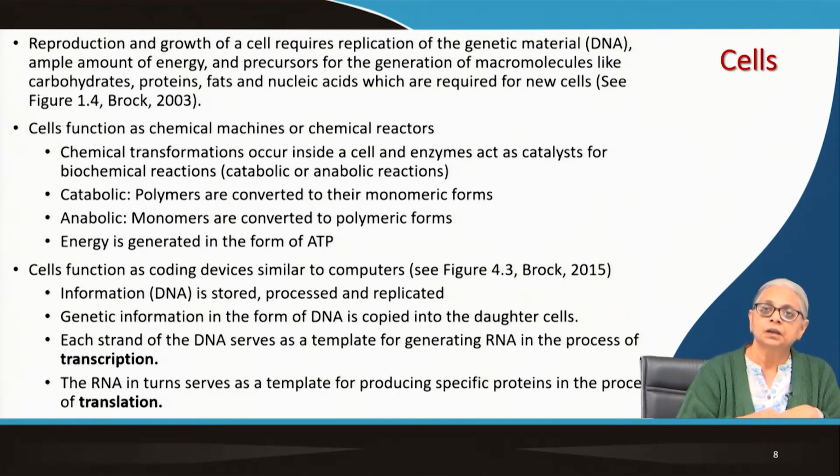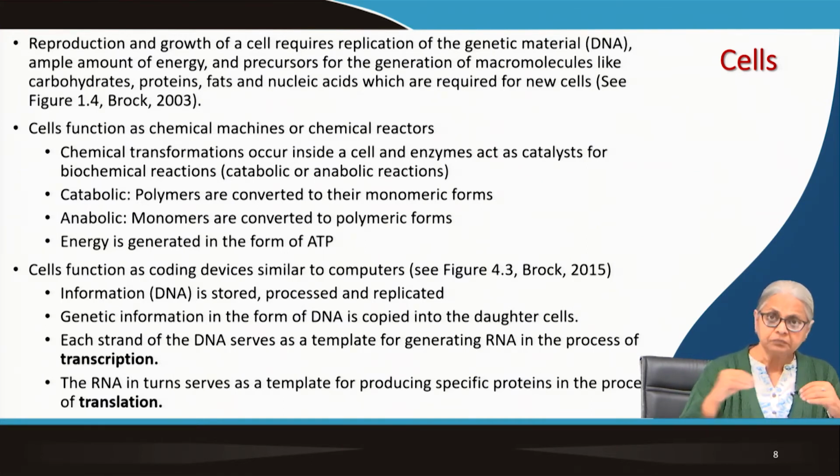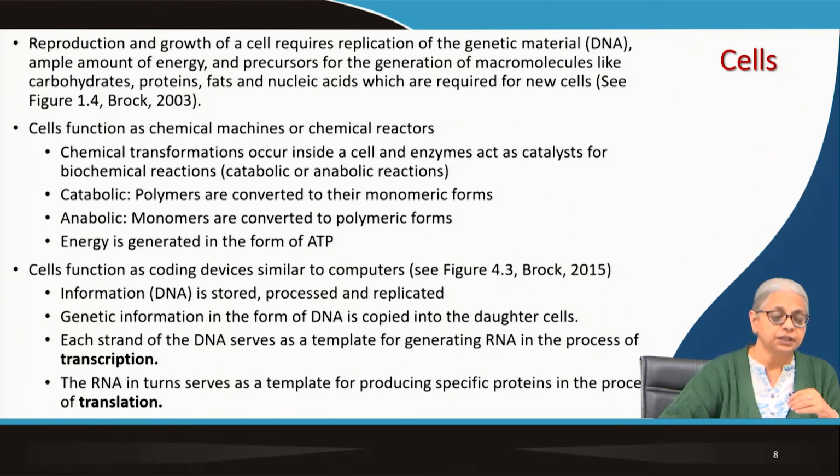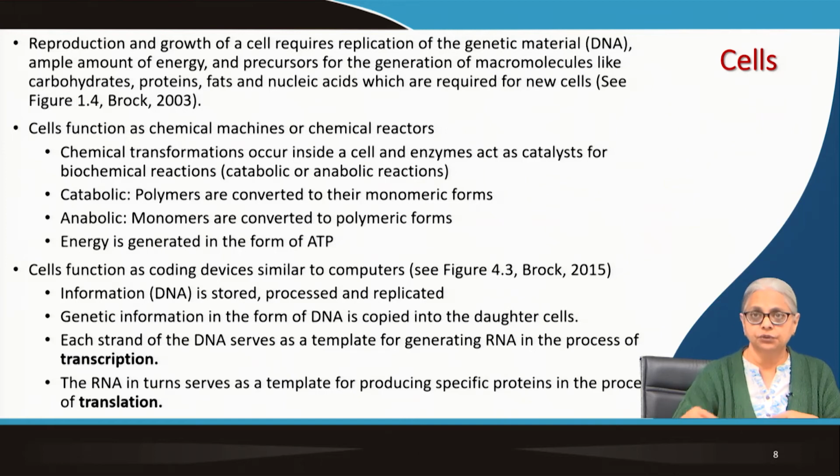They are very simple, neat sketches of how the different types of RNA are involved in what we call the transcription process. So a single strand of the DNA is going to serve as a template for generating RNA. This RNA is then going to serve as a template for producing specific proteins as well as enzymes, and that process is called translation. So we have the reproduction of the DNA, then the DNA goes to RNA in the process of transcription, and RNA goes to proteins in the process of translation.